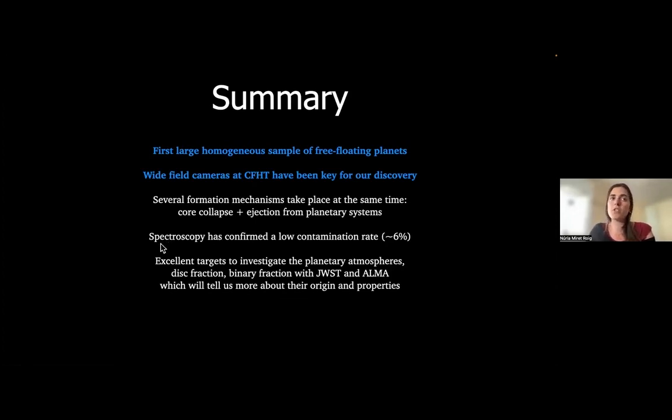Also, I mentioned that with a spectroscopic campaign, we confirmed a low contamination rate in our study, which just makes our results much more robust. And finally, these targets are excellent to investigate many more properties of these exotic types of objects, like their atmospheres, their disks, binary fraction, which will tell us much more about their origin and properties. So thank you very much, and I will be happy to take any questions if there may be.